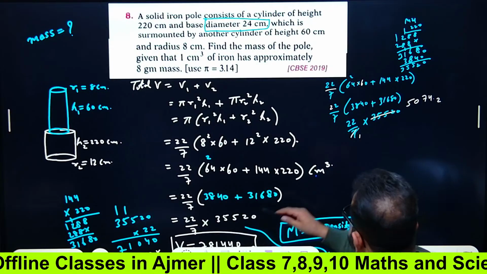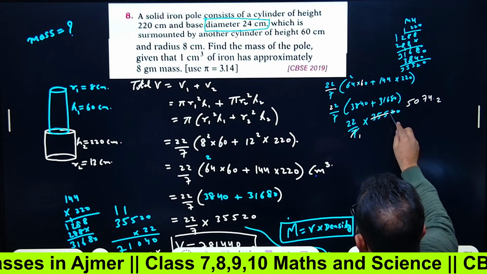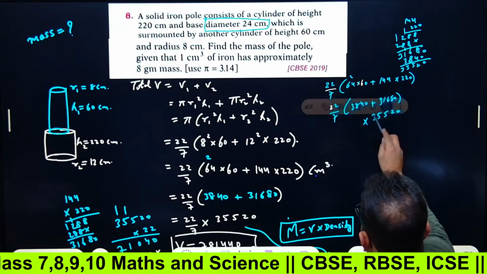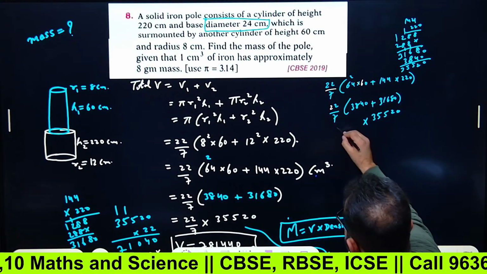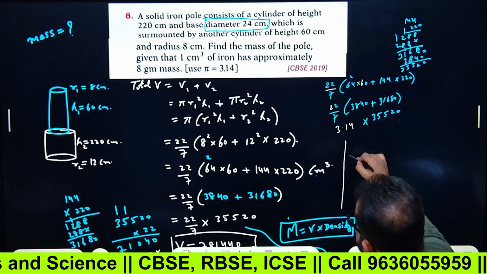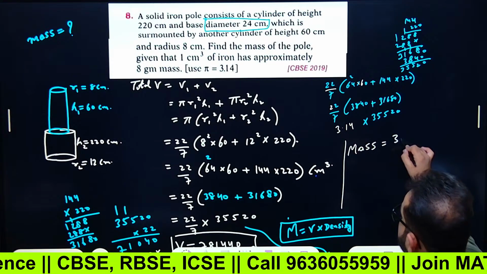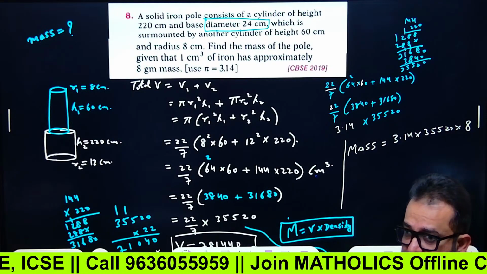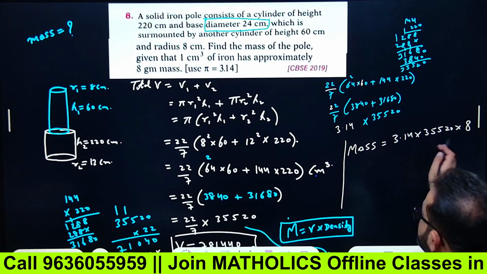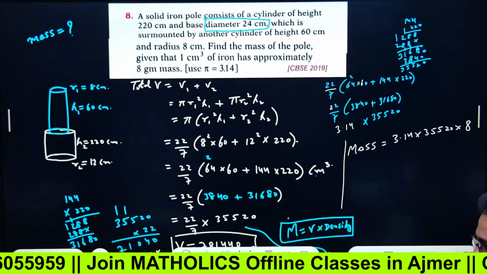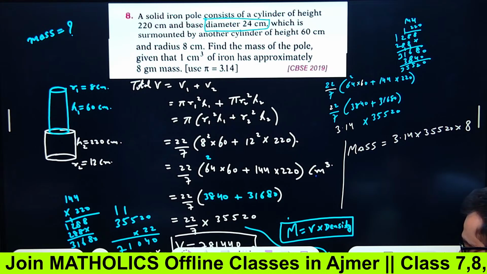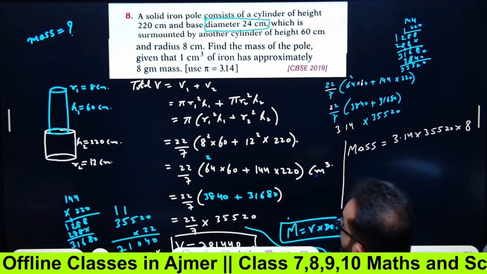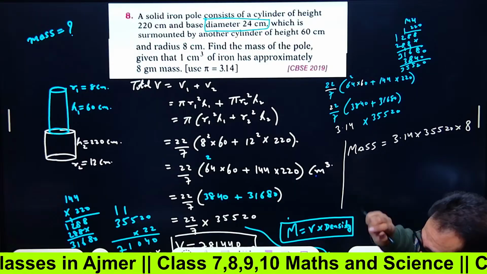Okay, you do it like this. If this is bothering you, wait. Put in 3.14. Done. The final answer: mass will be equal to 3.14 into 35520 into 8. This is the final answer. Get me the answer by calculating this. Done. Can we move forward?